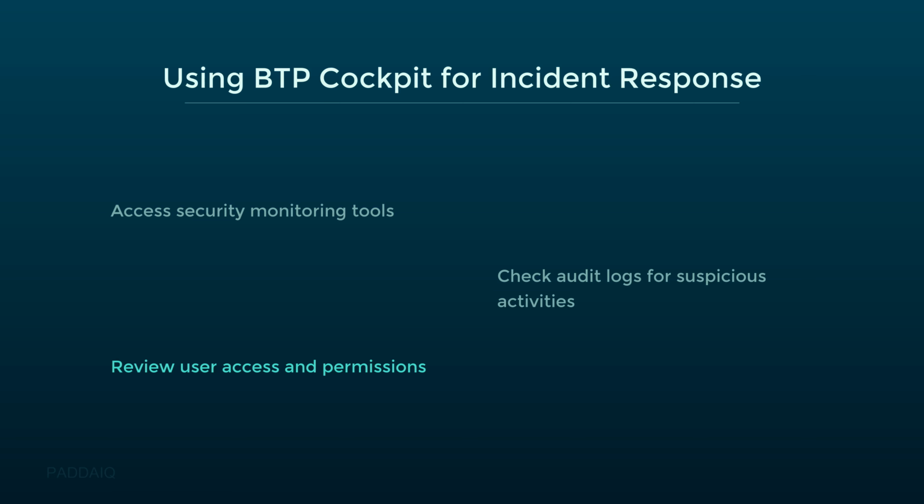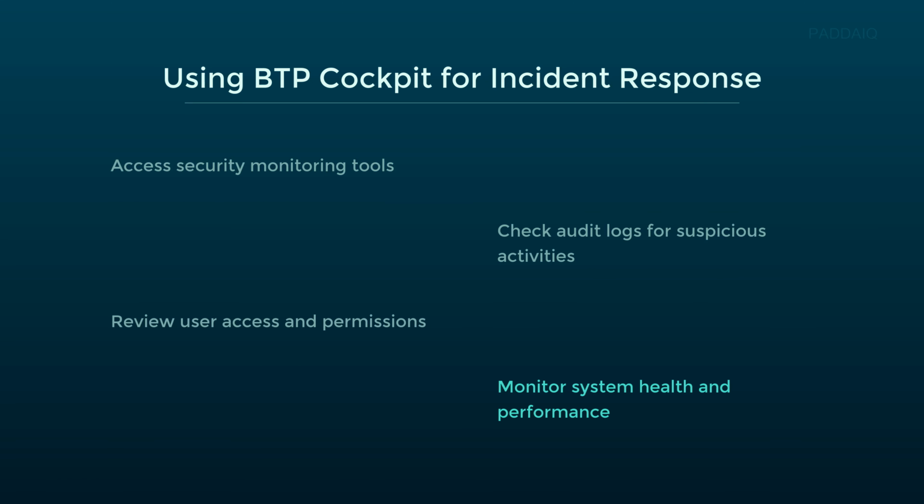Review user access and permissions. This means checking who has access to systems and what they are allowed to do to identify potential security issues. For example, if an employee changes roles, you would verify they no longer have access to old, sensitive financial data. This step is crucial for securing your applications and data.